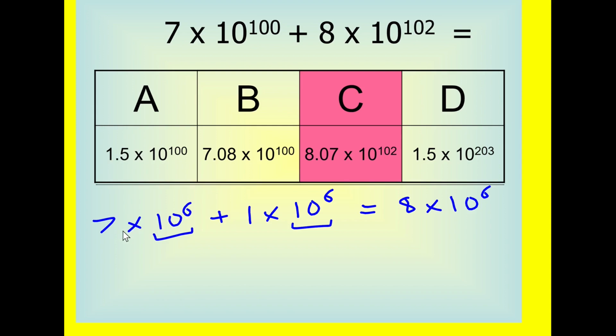You should be doing all this without a calculator. I didn't mention that, but that's implied because I'm testing your understanding. We can put all these things in a calculator, but it's whether you understand it or not. When the power is different, you have to make the power the same. And actually the easiest thing to do is turn this into 0.07 times 10 to the 102. I add 2 to the power here, and I divide by 100 here, so it is the same. And then that becomes plus 8 times 10 to the 102. And I'm back in the same position. I'm going to add these two together, 8.07, and then the power stays the same.